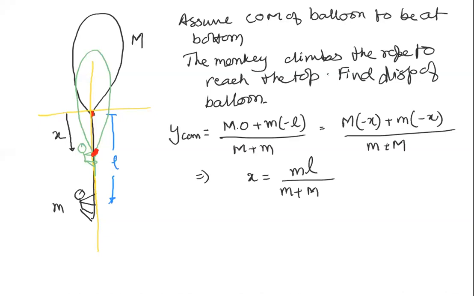There is a very interesting pattern which exists. If you look at this question and the last question, the pattern is like if the object that is moving reaches the center of mass of another object, then the distance covered, like displacement, will be the mass of the object into the length and by sum of the masses.